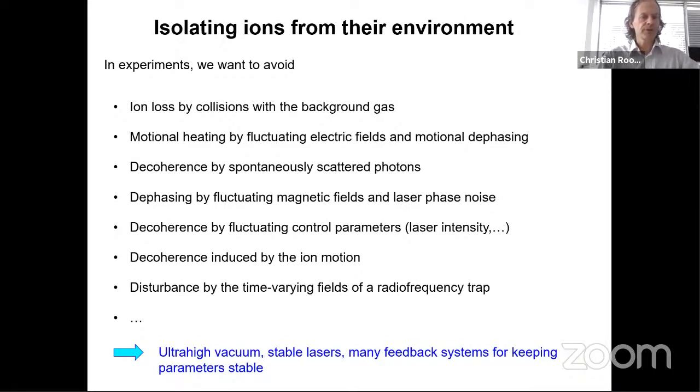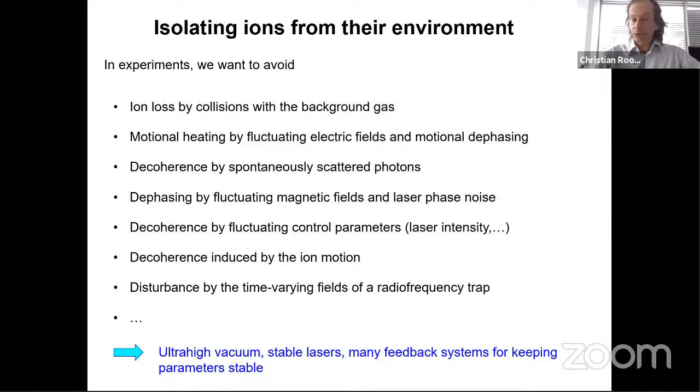So in the first place, we of course want to avoid ion loss by collisions with the background gas, and for this reason we try to have a very good vacuum in which we trap our ions, so that we have only very infrequent collisions that either, if they're benign, they just heat up the ion crystal and might give rise to a melting of the ion crystal. But if they are energetic and if we are unlucky, then it could also be that we have chemical reactions so that atomic ions are converted into molecular ions, for example, that are not useful for our experiments. Then we have to consider motional heating by fluctuating electric fields, as well as motional dephasing, and I think Jonathan talked about this a bit in his lecture.